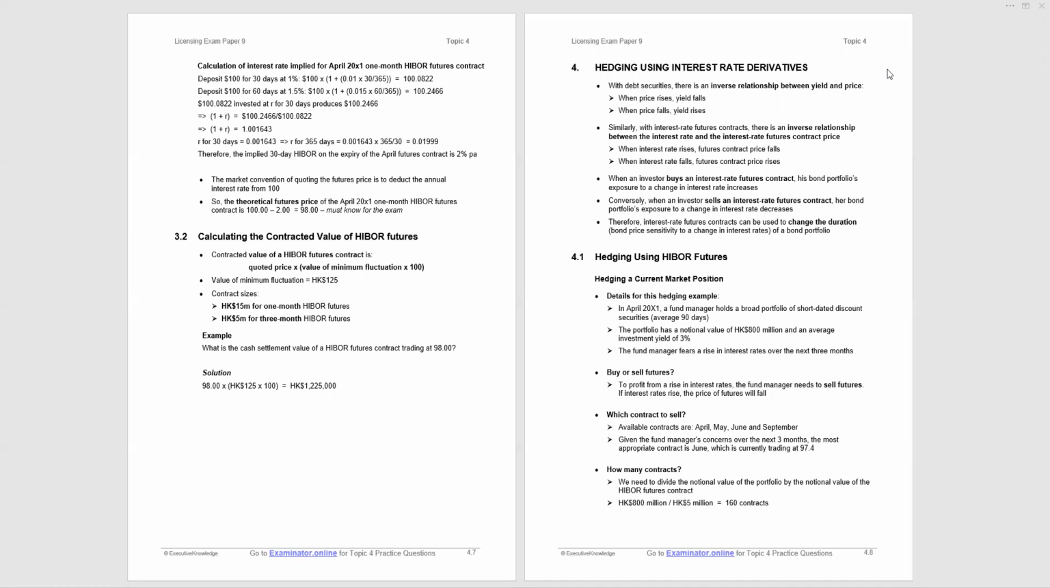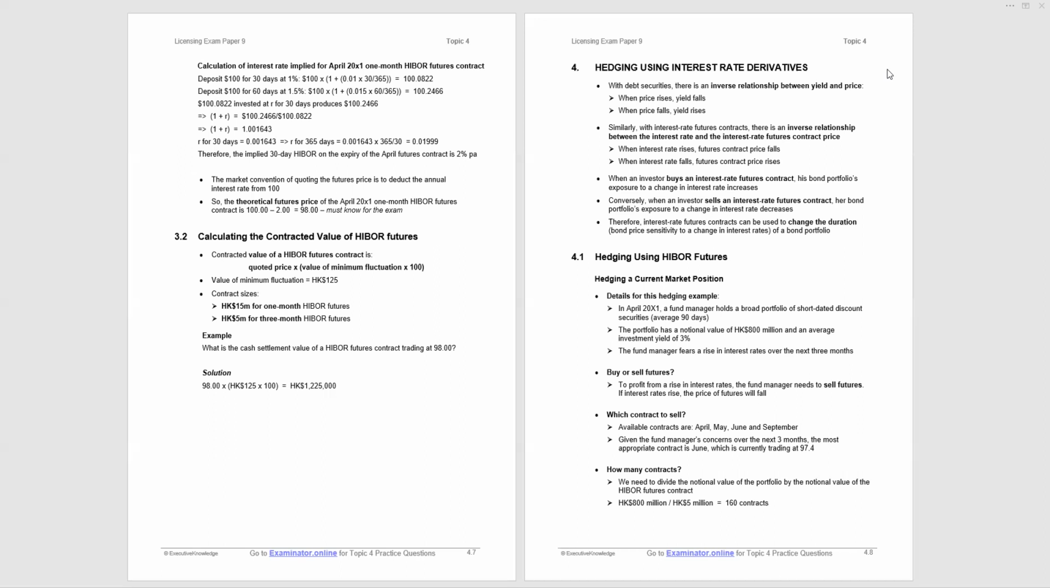So when an investor buys an interest rate futures contract, you're buying bond portfolio exposure to a change in interest rate. Well, a rise in interest rate increases because the interest rate will go up and the futures price will come down. Conversely, when an investor sells interest rate futures, her bond portfolio exposure to a change in interest rate decreases. Therefore, interest rate futures contracts can be used to change the duration of a bond portfolio. It's a detailed point that could come up in the exam, but not always.